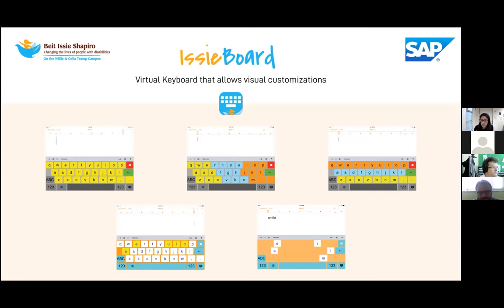So you can see that you can decide how the keyboard looks, but also you can see on the bottom that you can choose which letters will appear, which is something very important for children with complex disability, especially at the beginning, because it's too many letters at the beginning. So today, if you come to our school, you can see that many of our students learn how to type their name, for example, which is really, really amazing.